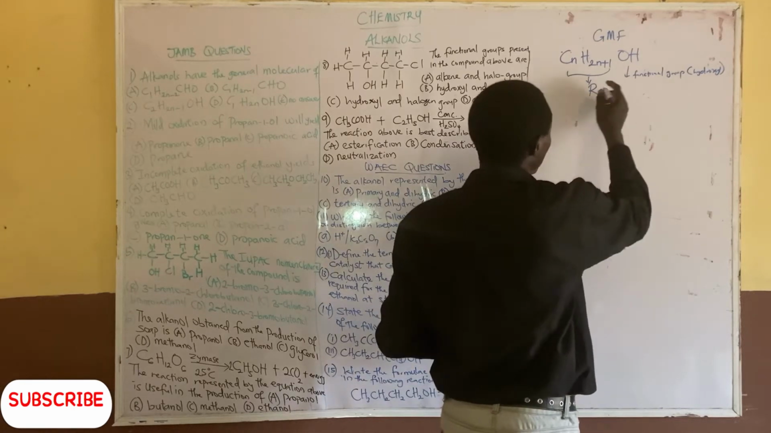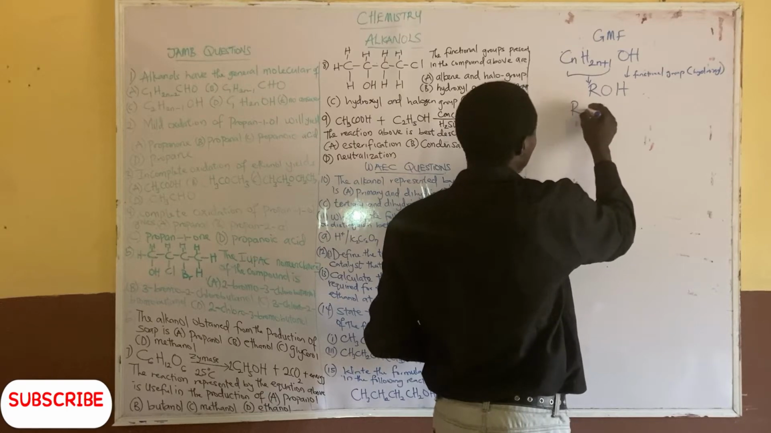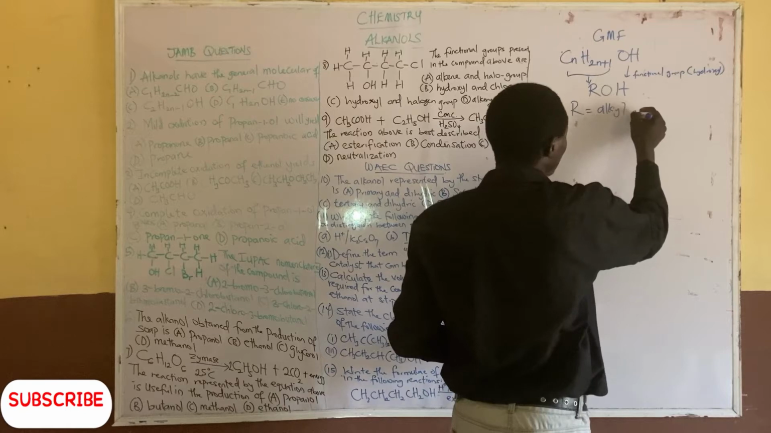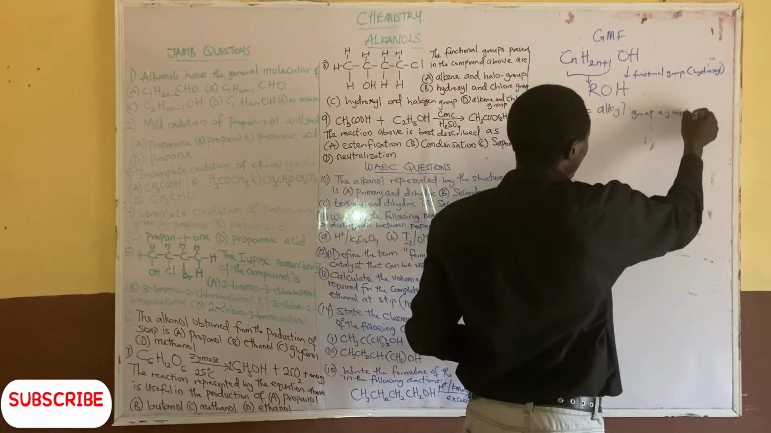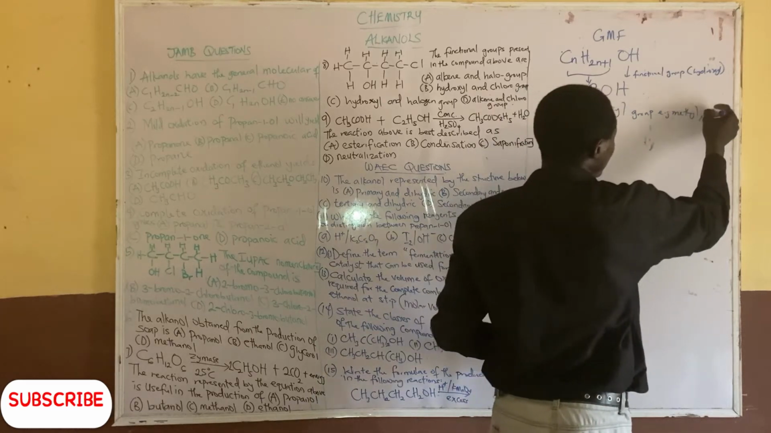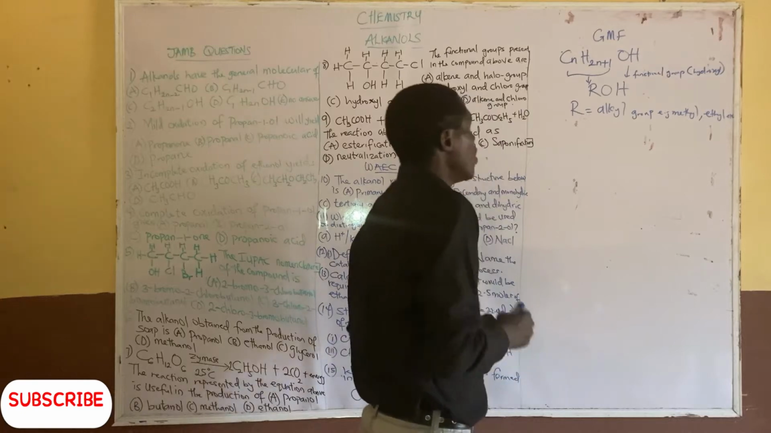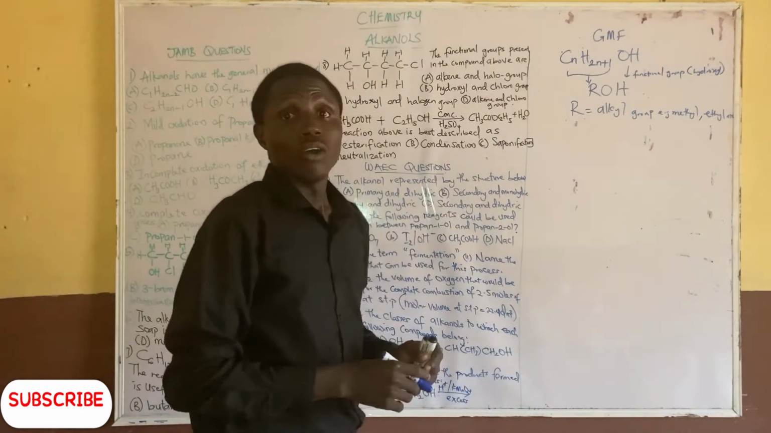Now, we have ROH, where R is the alkyl group, such as the methyl group, ethyl group, and so on and so forth. So that's that about the general molecular formula of ALKANOLS.